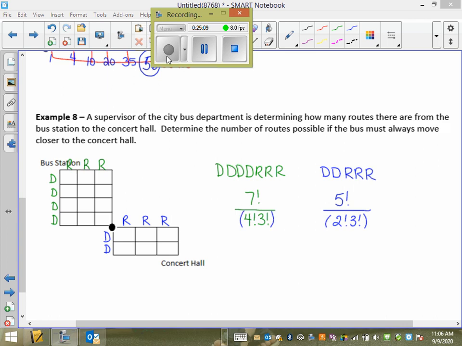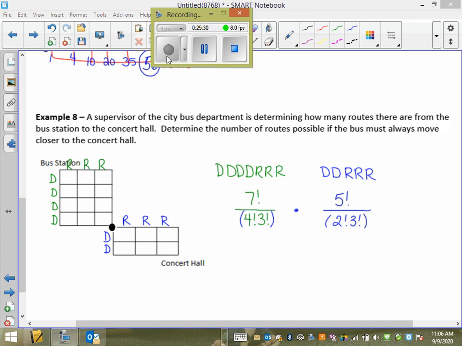Now, we have to decide if we multiply or add these. So do I need these paths and these paths to get to the other side? Or could I just use these ones or these ones to get to the other side? You need both, so we need and, right? And when we and, what do we do? Multiply.